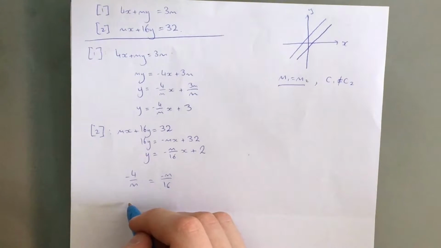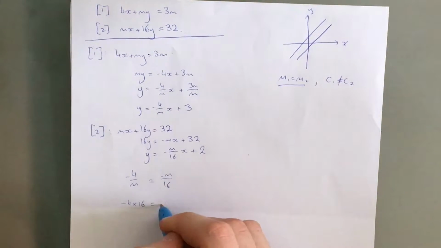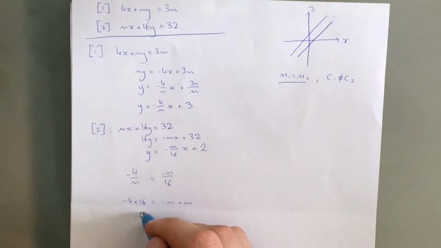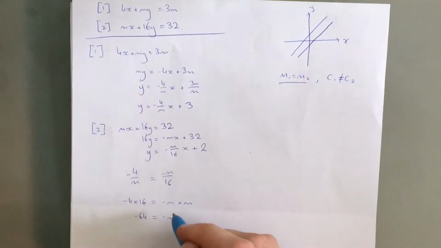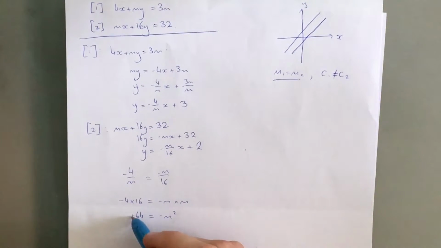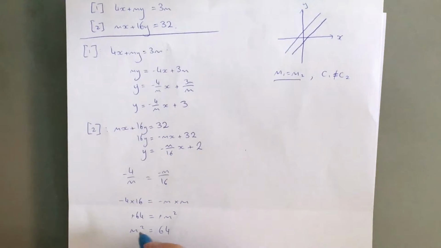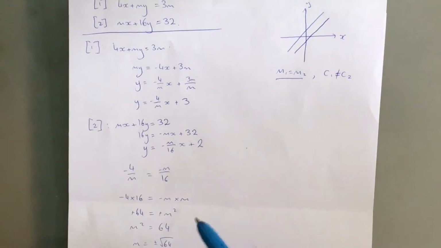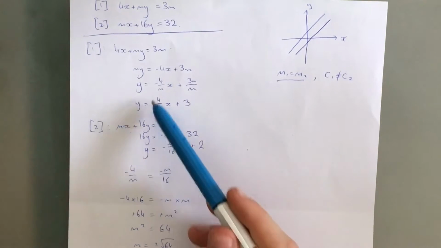So from here we know that negative 4 times 16 equals negative m times m. I've just cross multiplied there. Negative 4 times 16 is negative 64, and negative m times m is negative m squared. Now the negatives can cancel each other, which means that m squared equals 64, which then means that m equals plus minus the square root of 64, which is plus minus 8. So we know that when m equals 8 and negative 8, the gradients are the same.